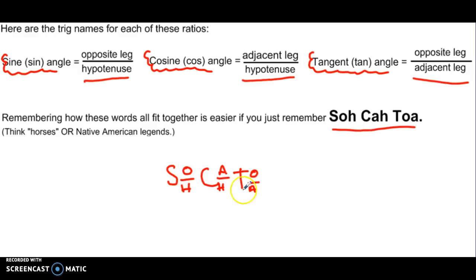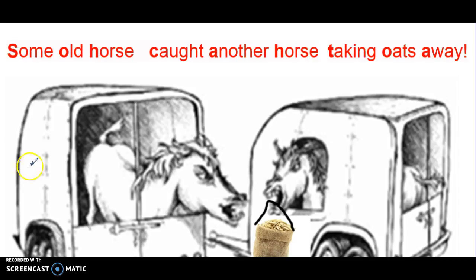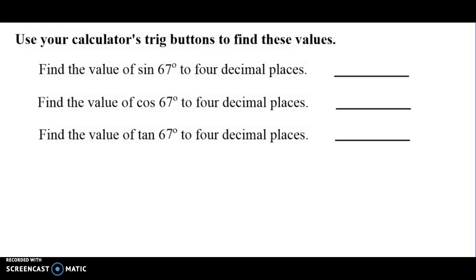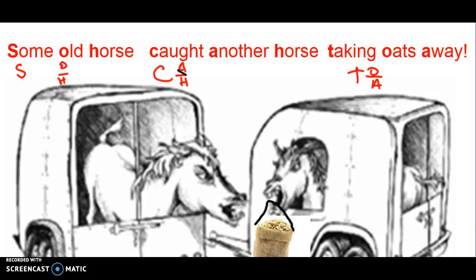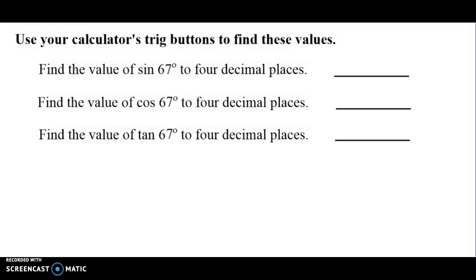So we have SOHCAHTOA. So one way you might remember this is this mnemonic device, if these work well for you: Some Old Horse, so sine opposite over hypotenuse, Some Old Horse Caught Another Horse, Taking Oats Away, TOA. I know that works for some of the kiddos in our class. Be sure you write these down because it's going to be very important.